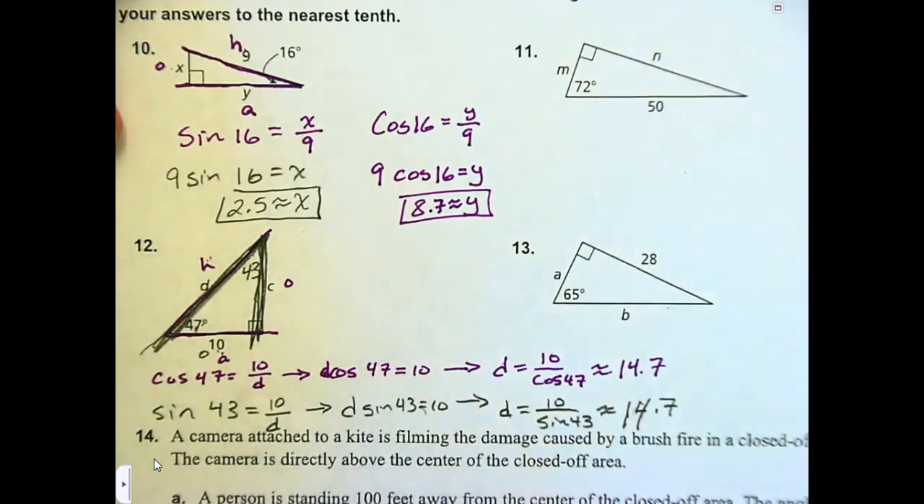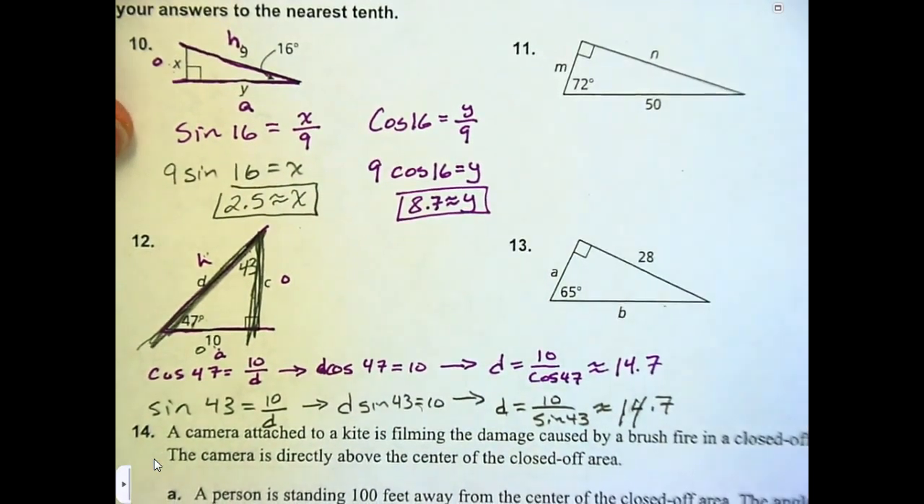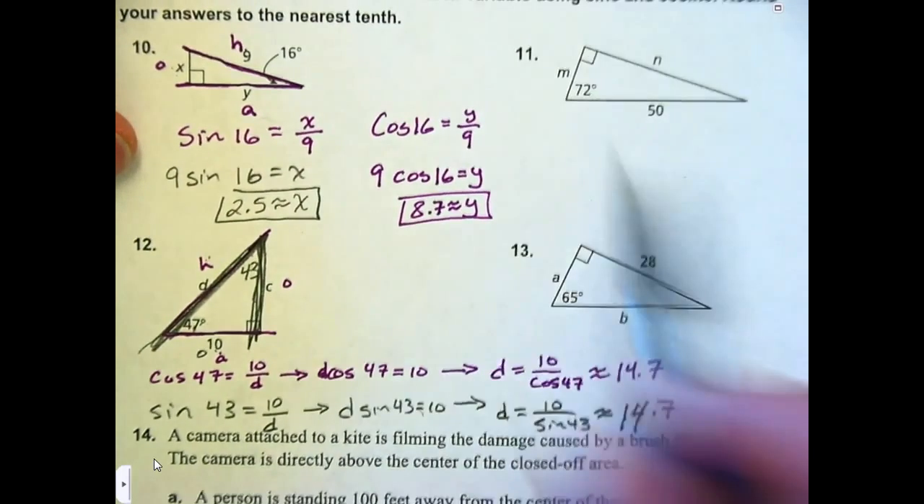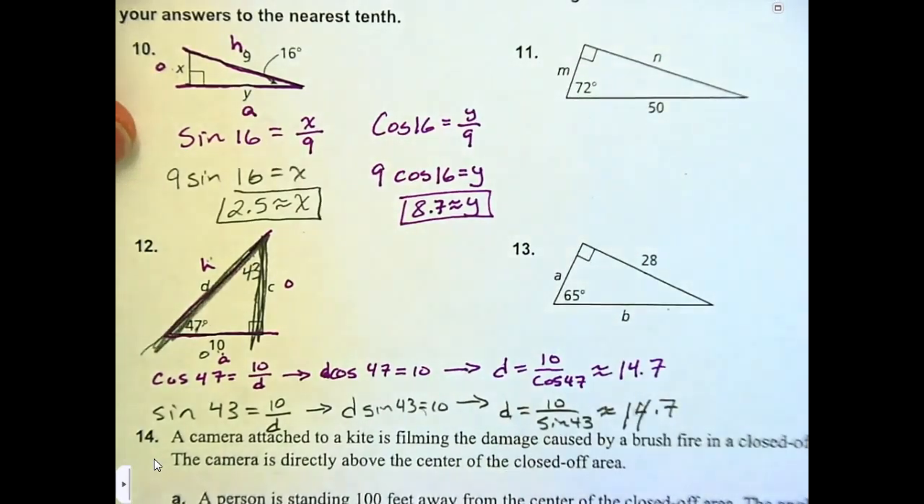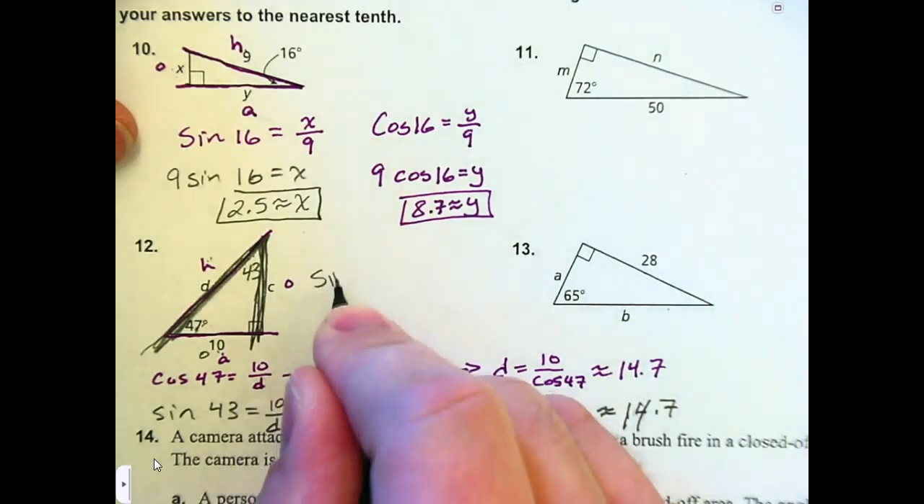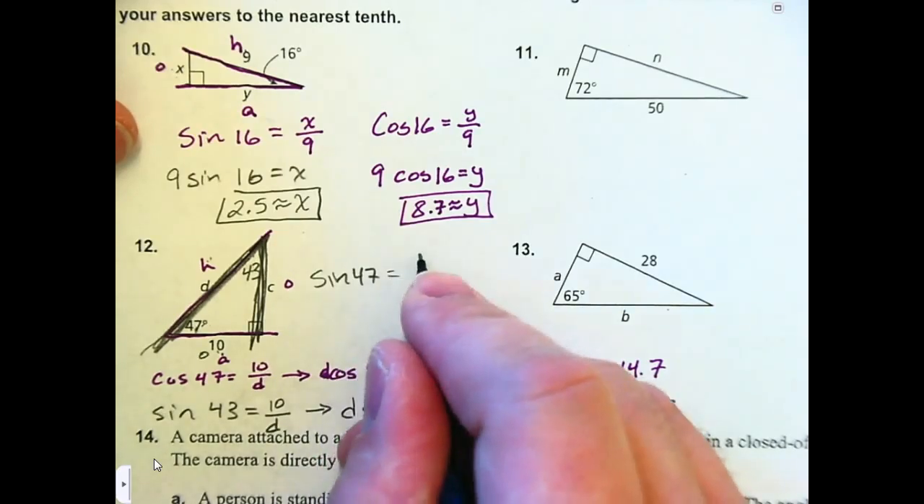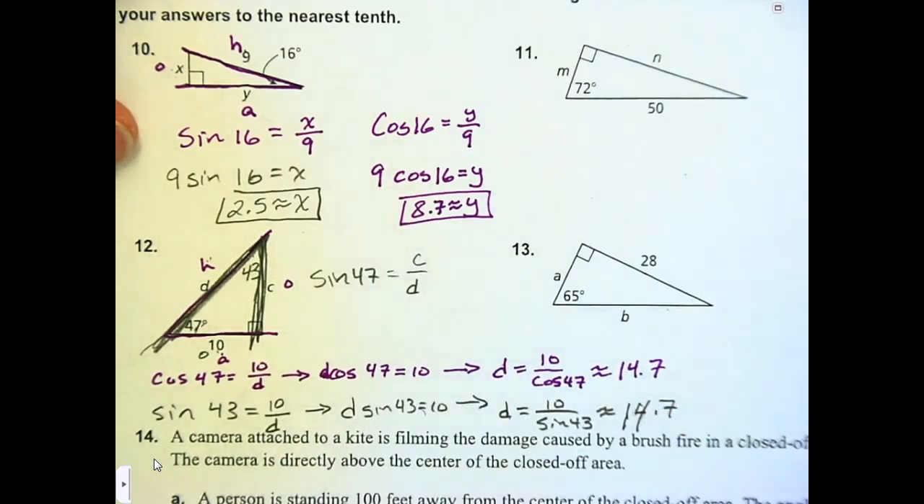How are you going to solve for C, though? They want you to use sine and cosine, technically. Alexis, could you just do sine 47 equals C over D? Yeah, and then just solve that, and then you get 0.7 D equals C, and then you just plug in D.